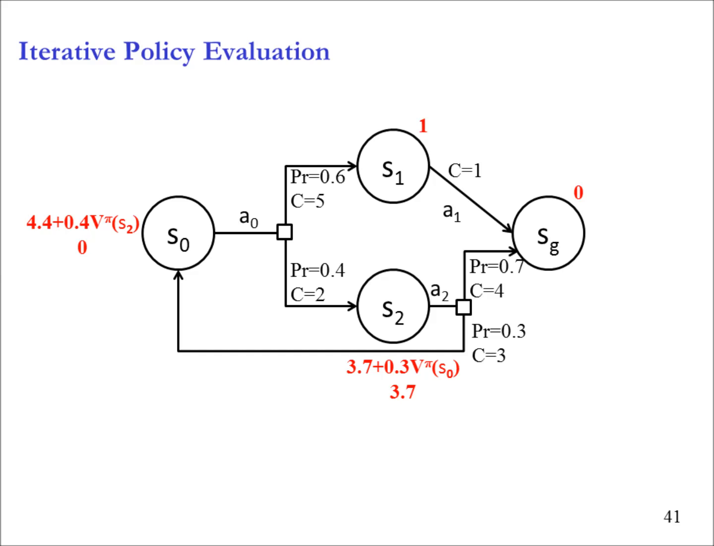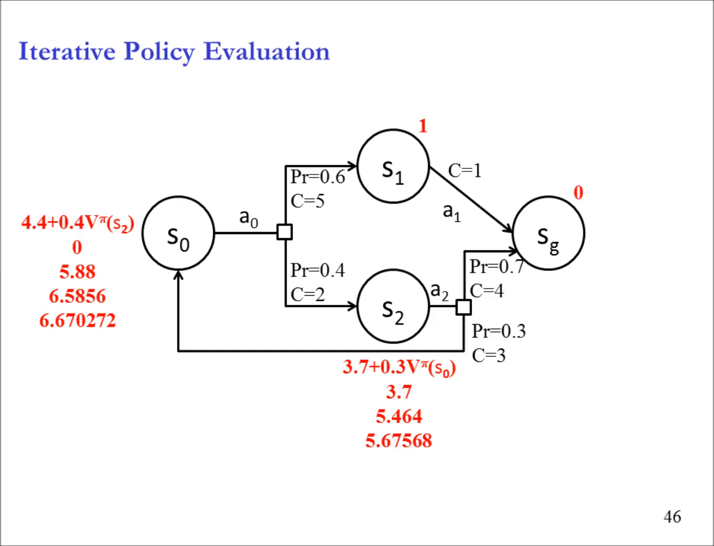You will get 5.88. And then you say, if this was true, what will be the value of S2? Compute this. And you keep going back and forth, back and forth. At some point, you will start to see that these values are converging. And when these values have converged, you have solved the system of linear equations.